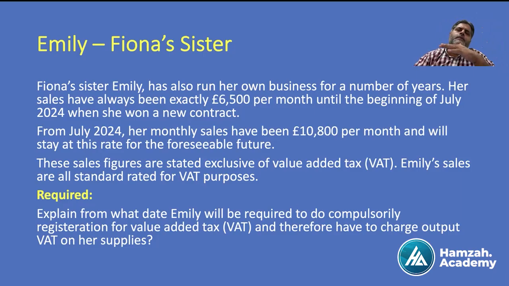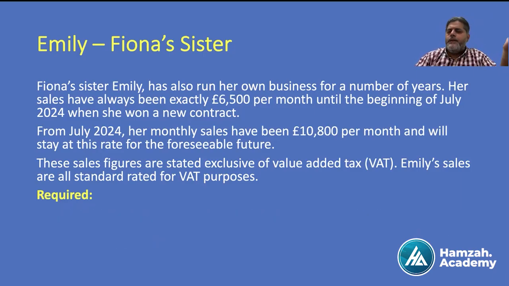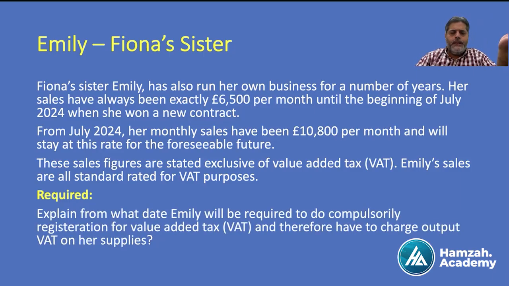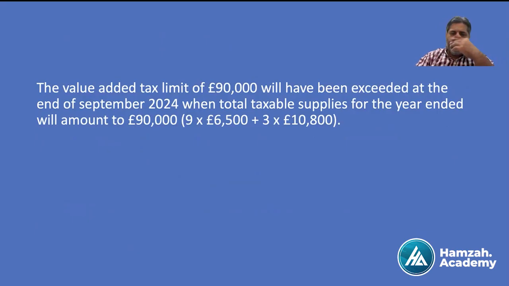So she's going to breach the limit in September, right? The value added tax limit of 90,000 will have been exceeded at the end of September. July, August, September, simple, right? When the total taxable supplies for the year will amount to 90,000. That is, for the 9 months it was 6,500, and then for the next 3 months it is 10,800 now, because we go on the rolling basis, right?